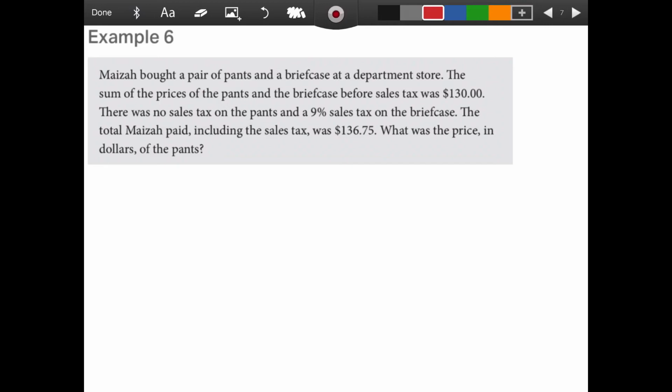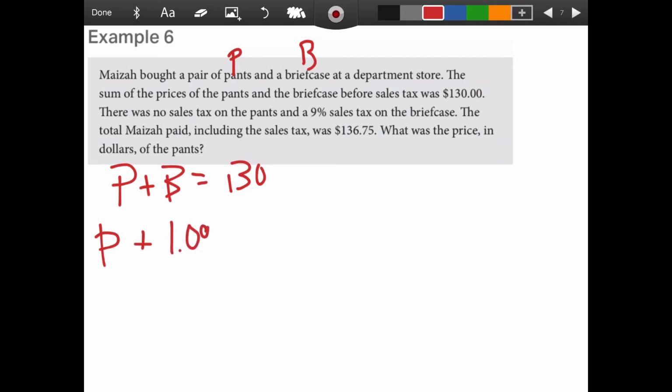Now, we got pants and briefcase, so let's keep our variables easy, P and B. So just like earlier, we know that P plus B equals this $130. And now our second equation, there's no sales tax on the pants, but there's a 9% sales tax on the briefcase. So in order to do that, 1.09, right, we want to add 9% to it, times B, equals this 136.75.